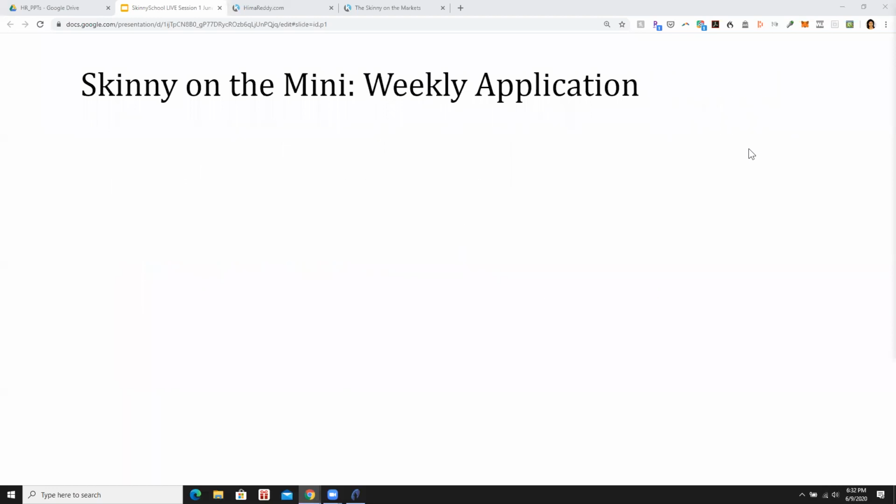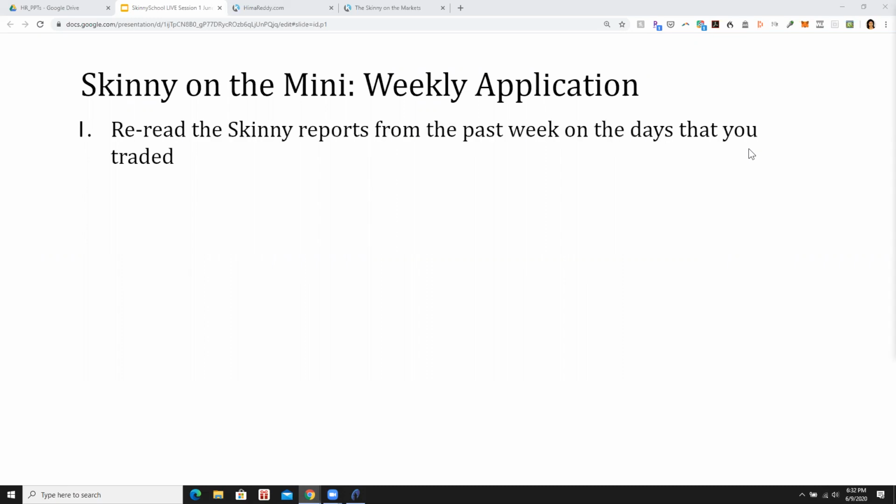All right, last piece, which is for everyone, weekly application to consider. So if you're day trading futures using this skinny on the mini or skinny on NASDAQ, or you're swing trading, either way, weekly application as follows. I used to do this when I started writing the skinny as practice for the next week and to review with my dad. Reread the skinny reports from the past week on the days that you traded.